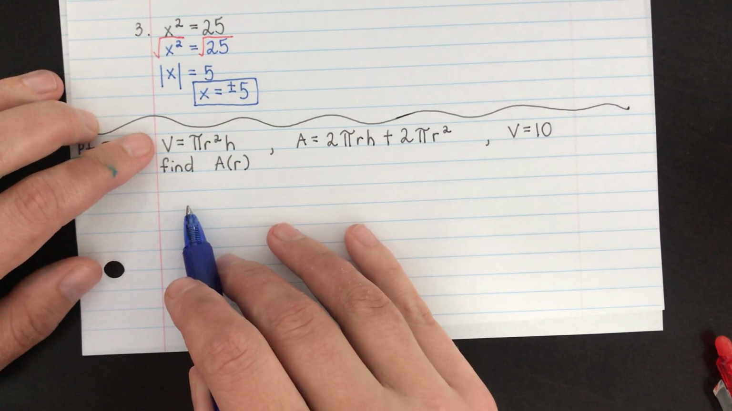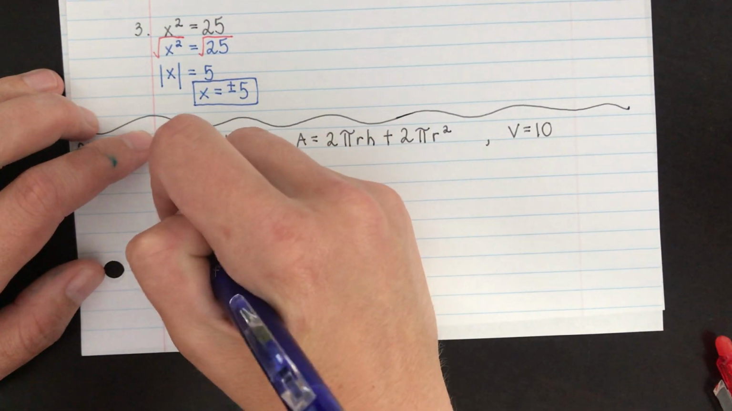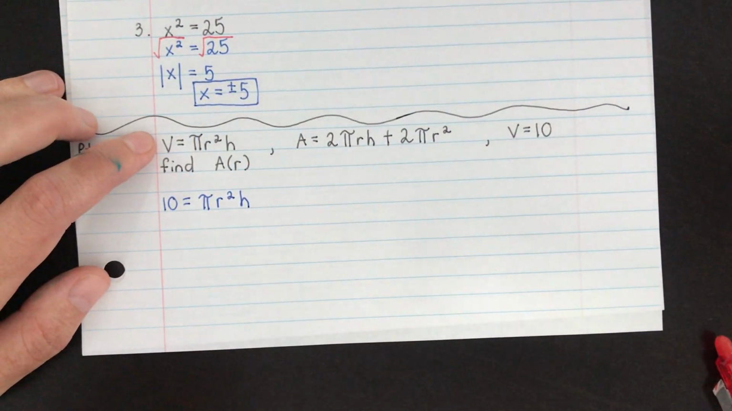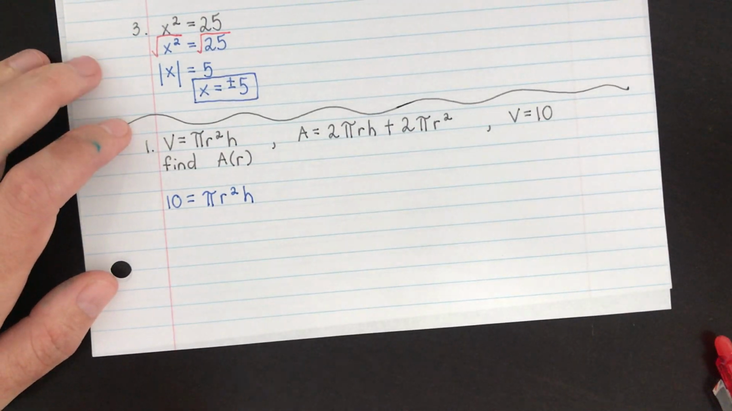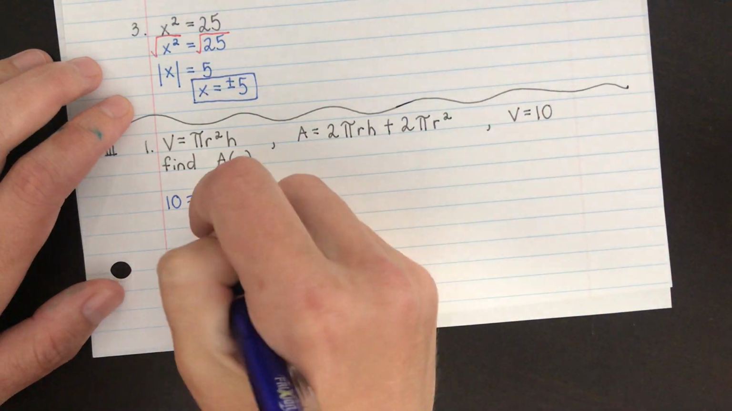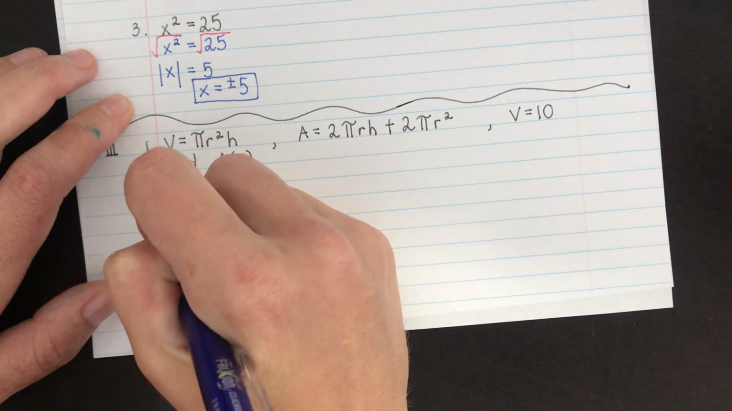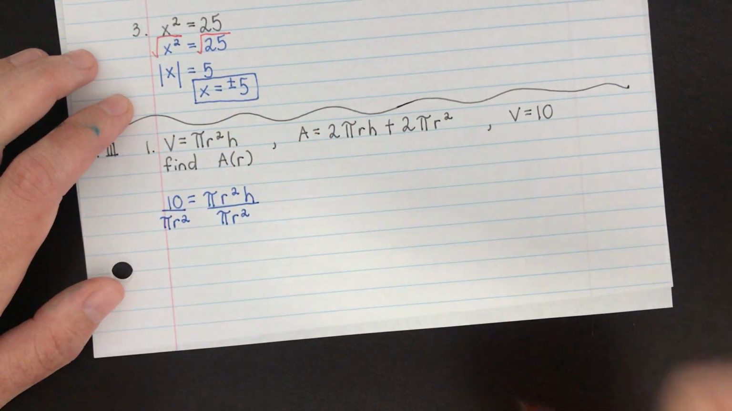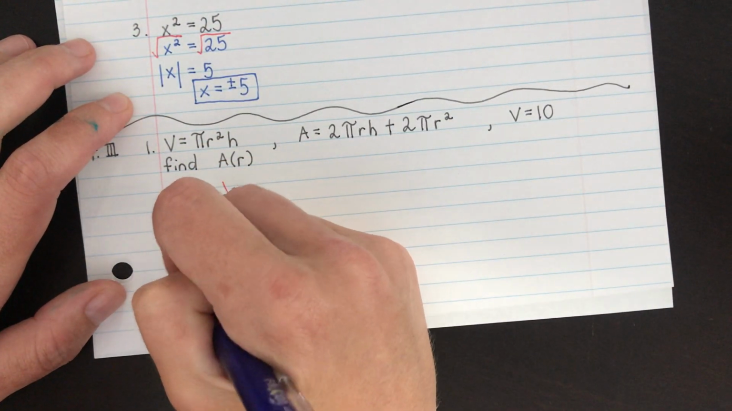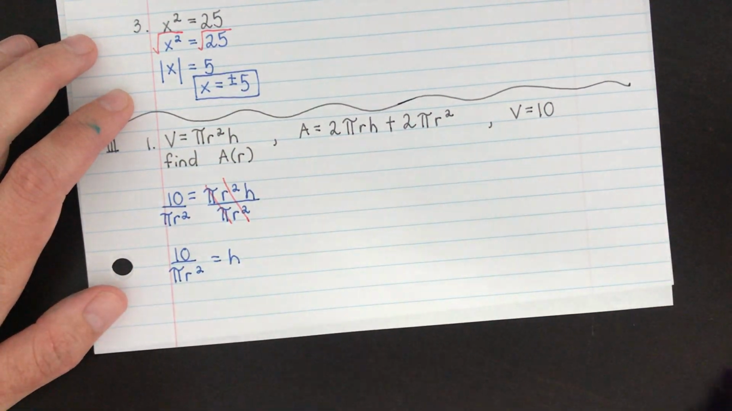So I'm going to take this other equation, but instead of writing V equals, of course I'm going to plug in what I know V is. So 10 equals pi r squared H. Okay, and remember, H is what I'm going to be solving for. So I can divide both sides here at the same time by pi r squared, because remember I want h isolated, so simplify the pi's, simplify the r squareds, and I've got 10 over pi r squared equals h. So h is already isolated, that's nice.